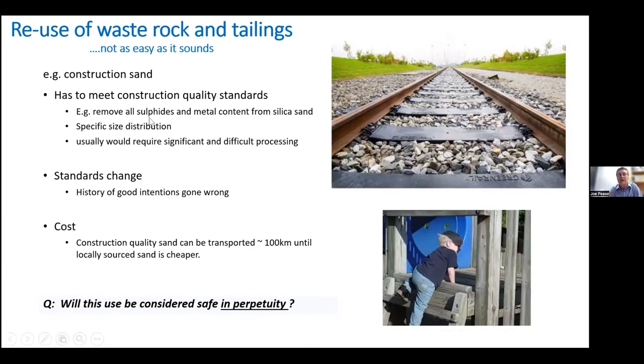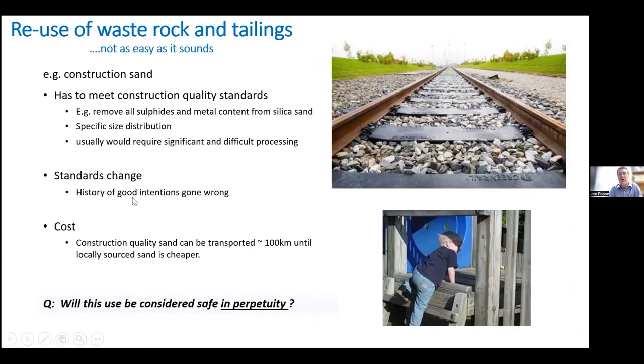So if there's any sulfides in the ore, and there will be, they have to be removed. Any metal content, you can't put that in an industrial building. Sand for cement needs a specific size distribution, and to do all this would require actually significant, difficult processing, possibly harder than making the copper concentrate. So it's likely that if you were trying to make sand, this is not a place you would normally start.